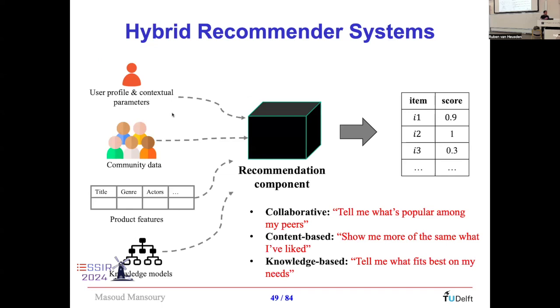Here is an example with input data from different sources. You can build a recommendation component which may contain, inside this box, multiple recommendation approaches, maybe collaborative filtering, content-based, knowledge-based. And you aggregate them to generate the recommendations or the relevance scores for the items.